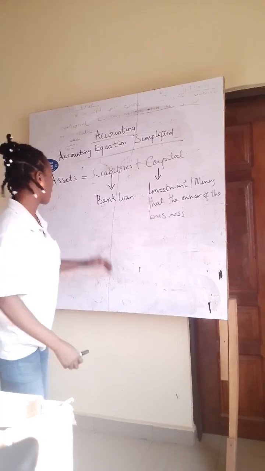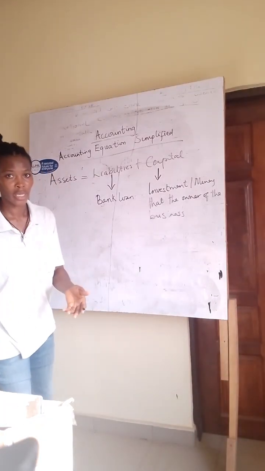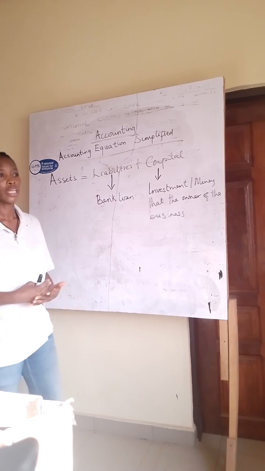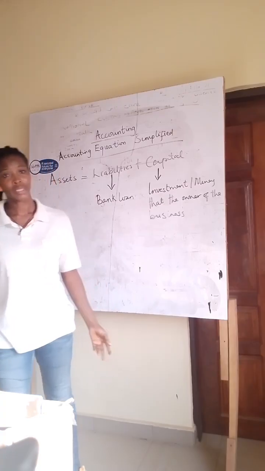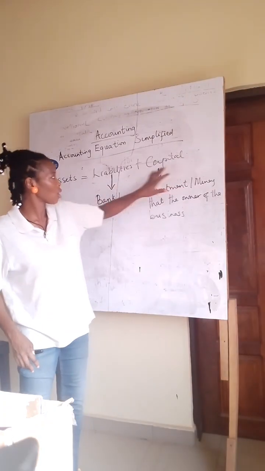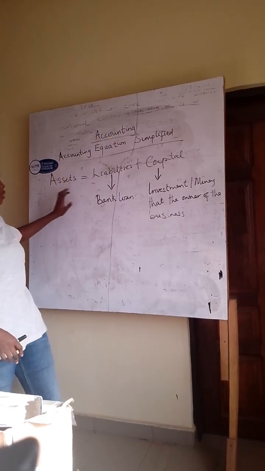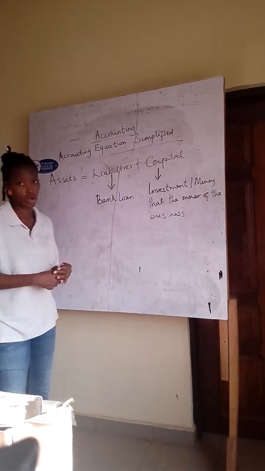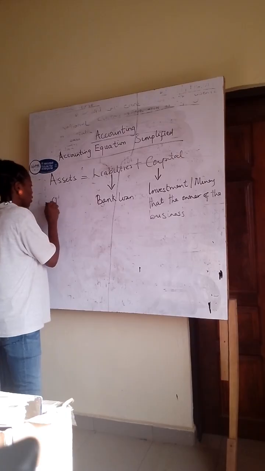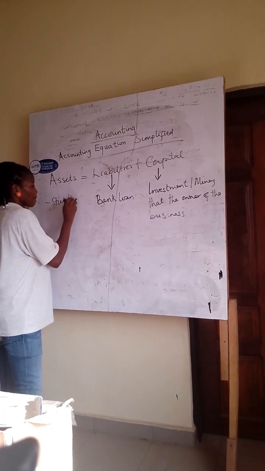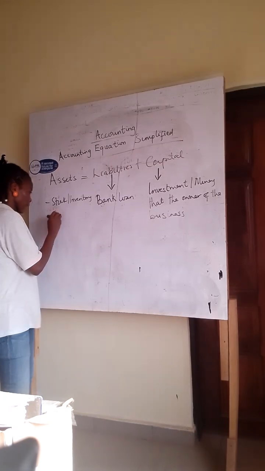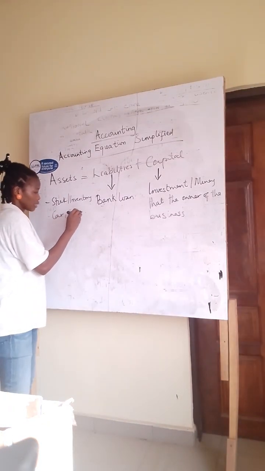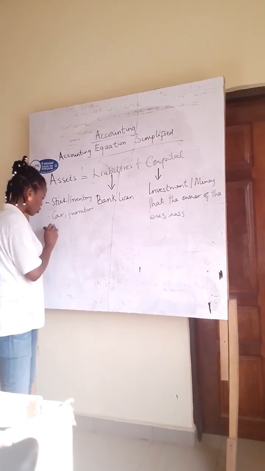You now use that money to buy stock, that is, inventory. Let's say you want to start a provision store. You need money to buy the things you want to put in your store, right? The money must come from either the capital or your liabilities. That is what enables you to buy stock for the business, be it stock or inventory, as the case may be. Be it a car, be it furniture for the business, be it a computer for the business.